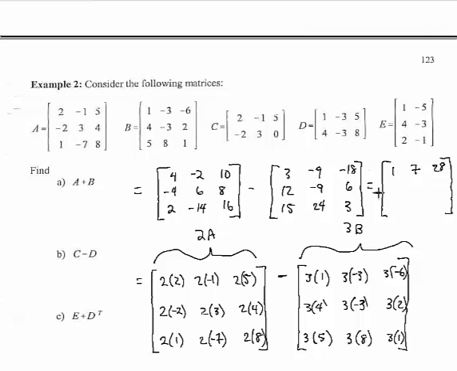Negative 4 minus 12 is negative 16. 6 minus negative 9 is a positive 15. 8 minus 6 is 2. 2 minus 15 is negative 13. Negative 14 minus 24, negative 38. And then 16 minus 3, 13. And so this would be our final matrix. This is 2a minus 3b, with a and b being matrices.